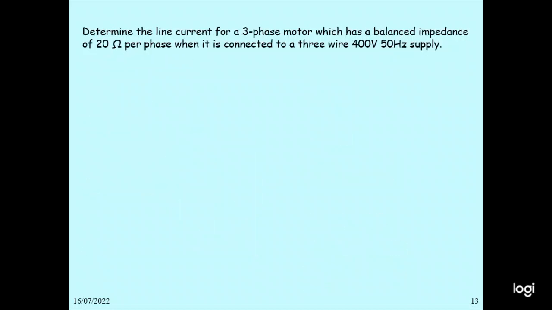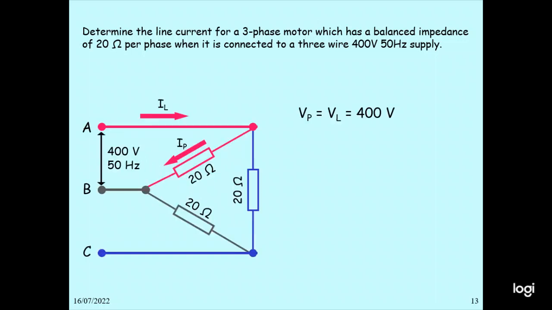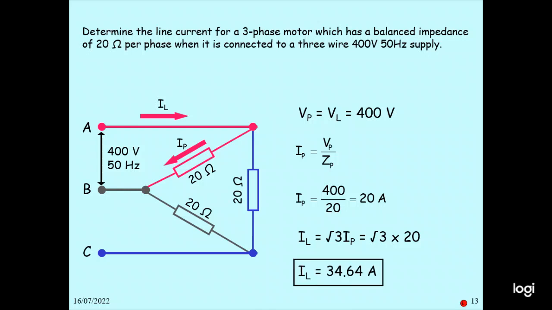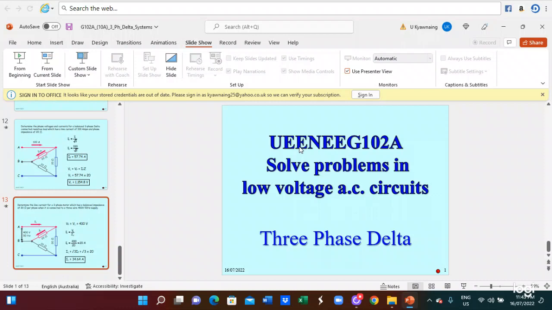The next one is: determine the line current for a three-phase motor, which has a balanced impedance of 20 ohm per phase, when it is connected to a three-phase 400 volt 50 hertz supply. So in this case, the line voltage is 400 volts at 50 hertz, and the resistance is 20 ohm. The phase current we have to calculate. So V phase equals V line equals 400 volt. I phase equals V phase by Z phase. So 400 by 20, you get 20 ampere. I line equals root 3 times I phase. So root 3 multiplied by 20, you get 34.64 ampere. So this is the biggest one.